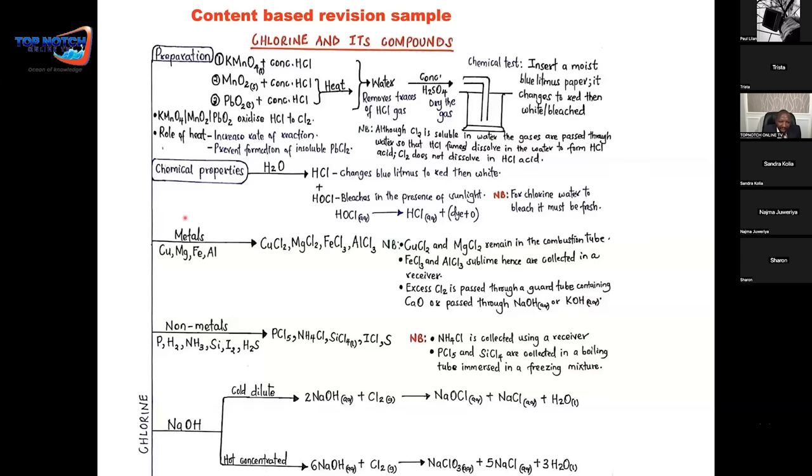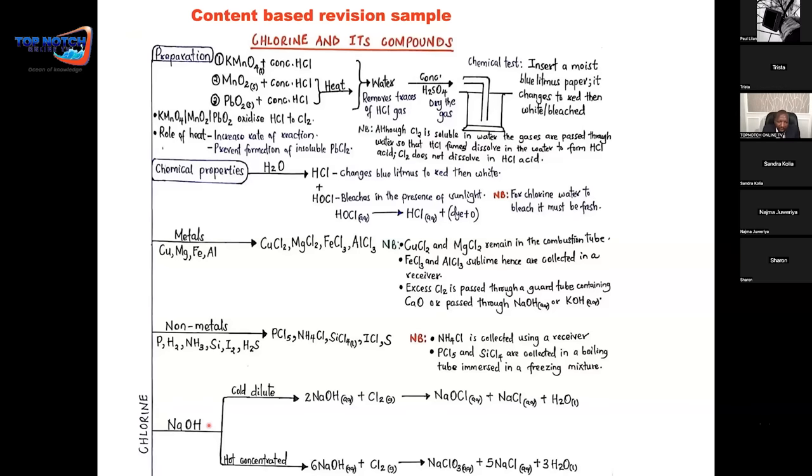Whereas with non-metals like phosphorus, we have phosphorus chloride, ammonium chloride, silicon(IV) chloride, iodine chloride, and then sulfur chloride. Of course, you can be able to get that. Remember, ammonium chloride is collected using a receiver because it sublimes, while phosphorus(V) chloride and silicon(IV) chloride are collected in a boiling tube immersed in a freezing mixture because they are liquid at room temperature. So it is important for you to understand that. Chlorine reacts with sodium hydroxide.